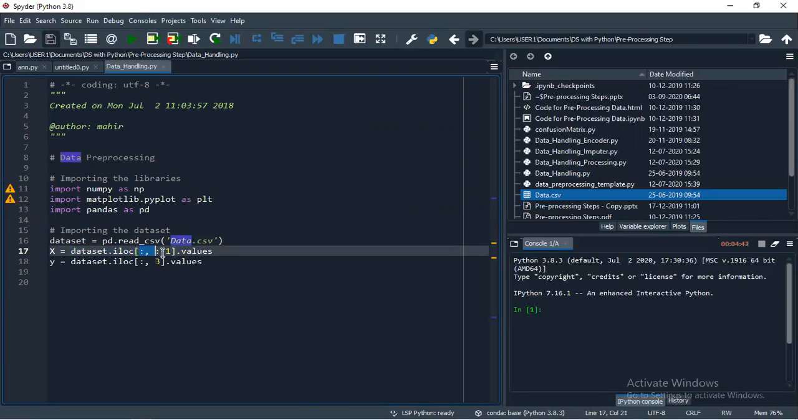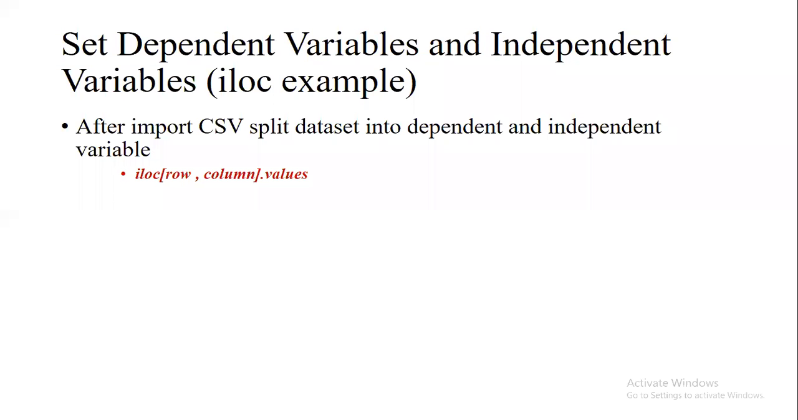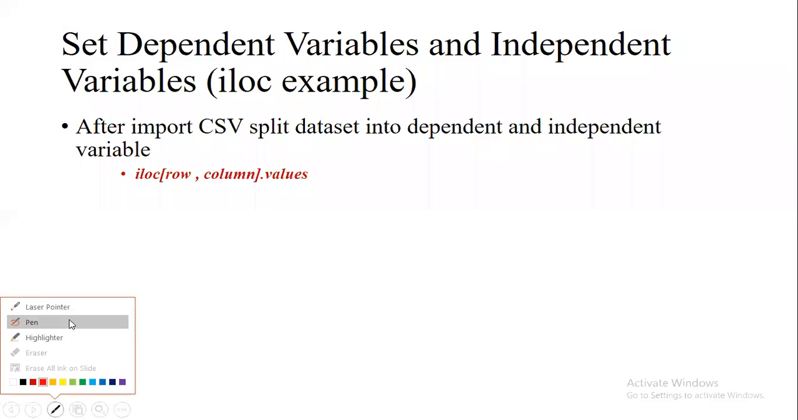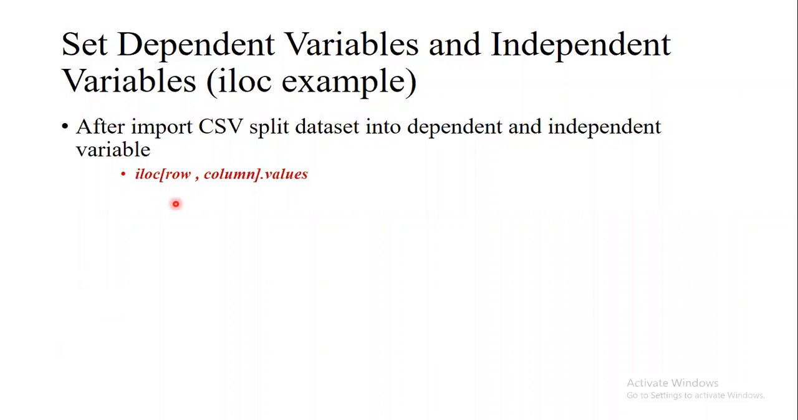Okay. So the next thing is where I gave x is equal to dataset.iloc. In iloc, we always go with row comma column, and we are just going to get only the values from this. So that's what we are telling: row comma column and values.